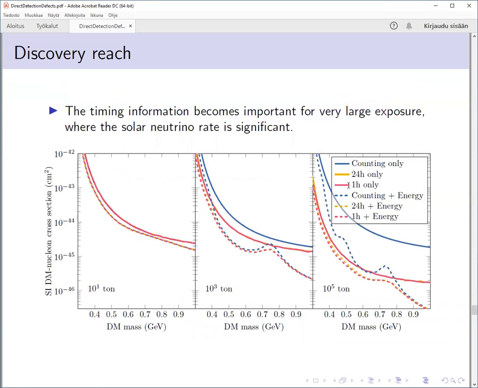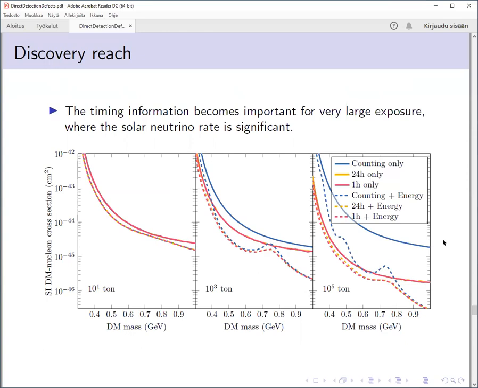The yellow and the purple line show the kind of reach of the experiment that you can get with either taking into account the daily modulation, or the yellow line shows what you see if you just bin the events per day, so you don't look into the modulation inside the day. And the yellow and the purple lines are almost always on top of each other, so the daily modulation doesn't add as much as you might have expected if you already have the annual modulation.